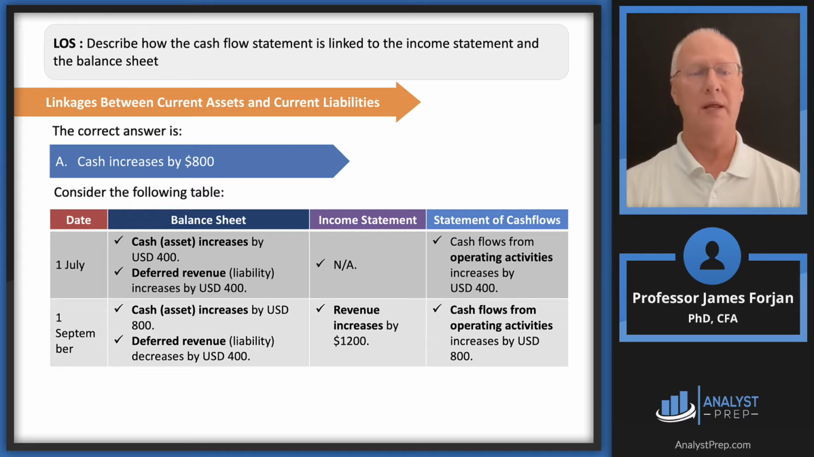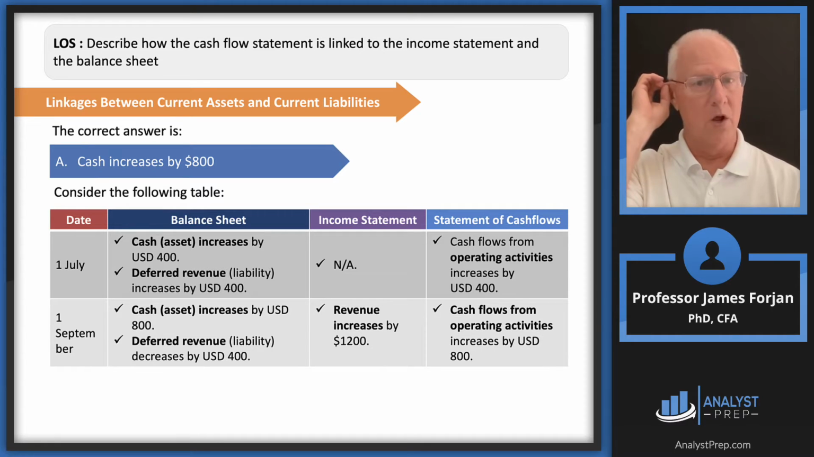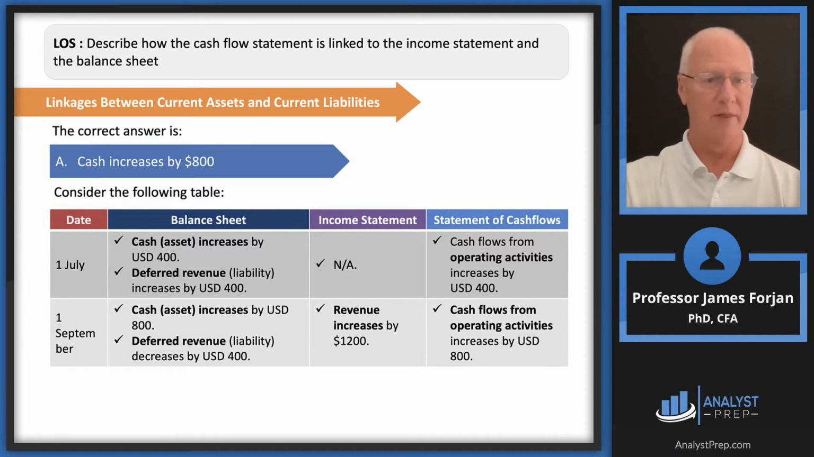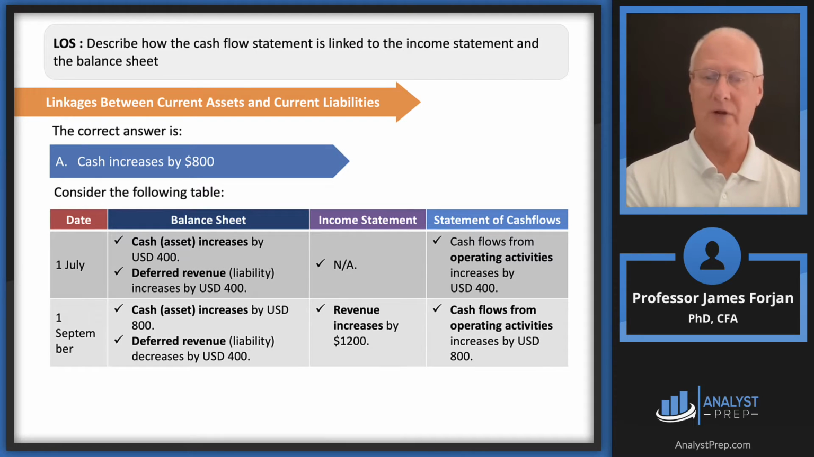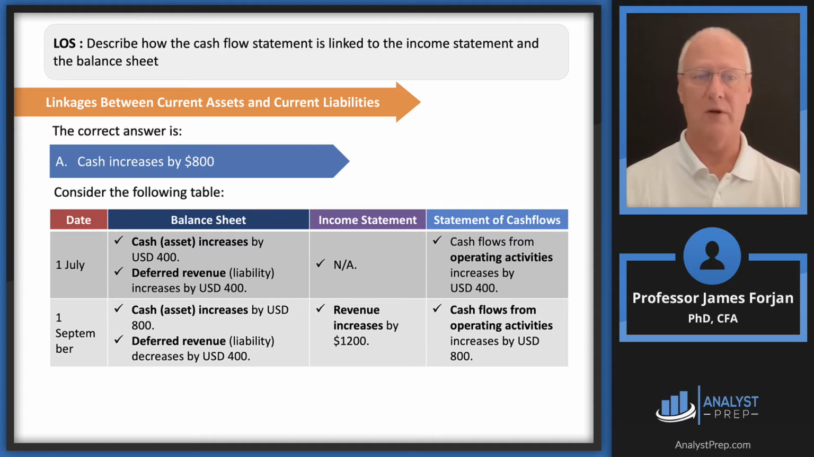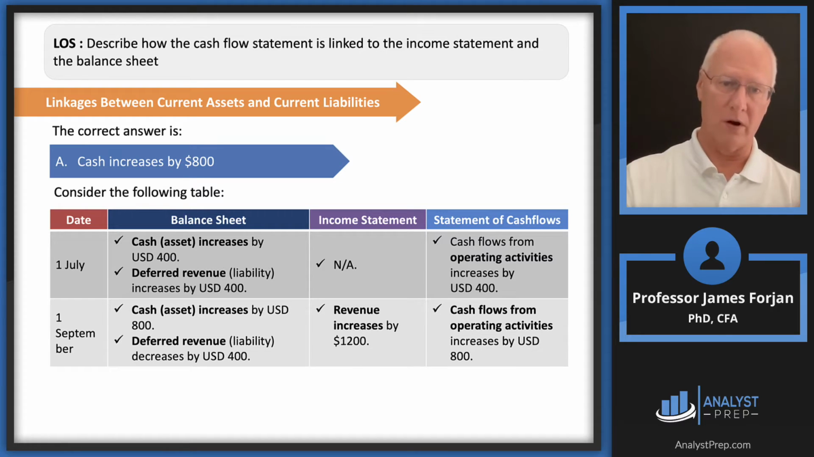So then what happens in September, we deliver the stuff, whatever that machine was, and then we receive the extra $800 in cash, so the debit has to go into cash again. And then what happens to that unearned revenue? Well, we need to debit that for $400. So we have two debits on the balance sheet. And note that deferred revenue was a credit, and now we're offsetting it with a debit. So those things go away.